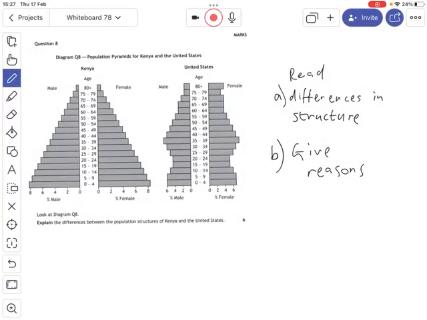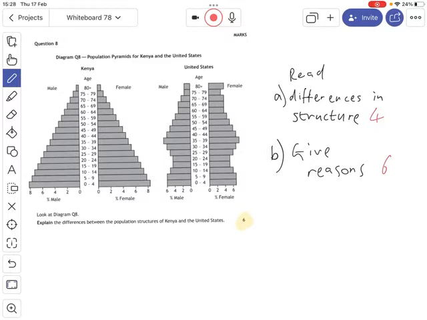Hey everyone. I wanted to do this question very quickly with you because it's one of the key population questions where you're having to read the population pyramid graphs and then also give reasons why they're different. As you can see with this particular question, it's 6 marks, but sometimes it could be 4 and a 6. So it could be what's the differences in the population structure, and then B, what are the reasons for the fact that they're different.